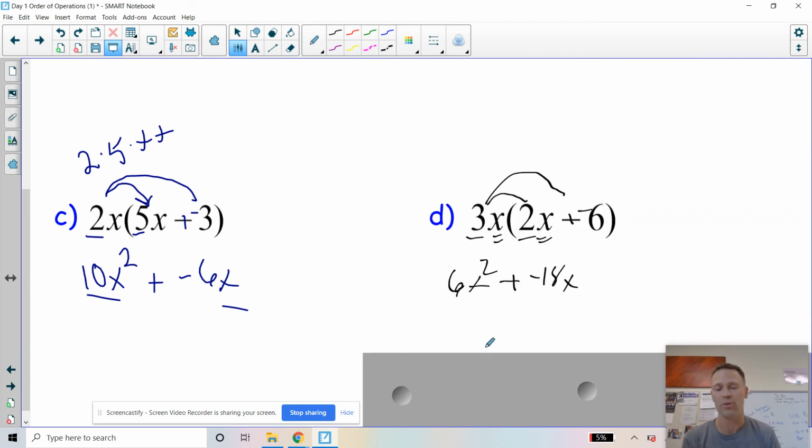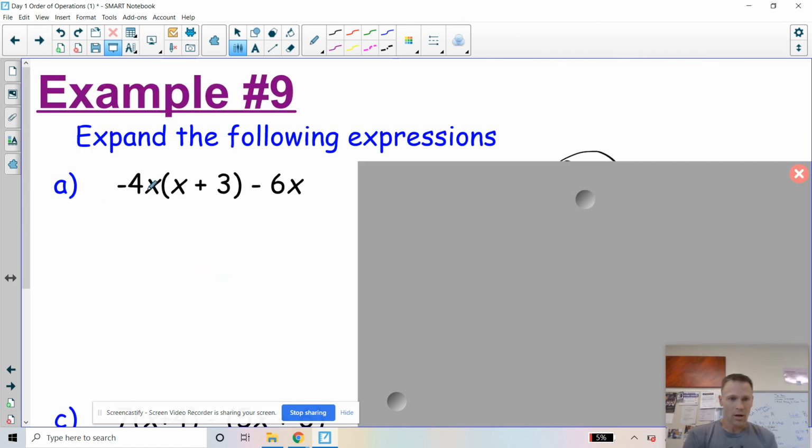Again, another example for you to look at. You can work through and see how it shook out here. All right, number 9. I have negative 4x on the outside parentheses times x. So negative 4x times x is going to be a negative 4x squared. Negative 4x times 3 is going to give me a negative 12x.